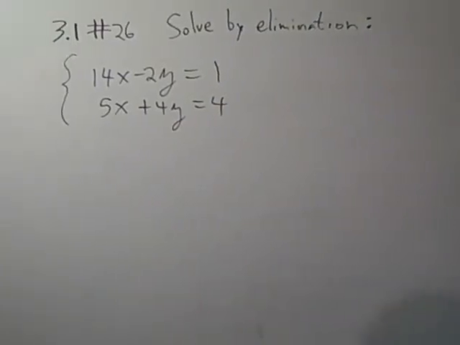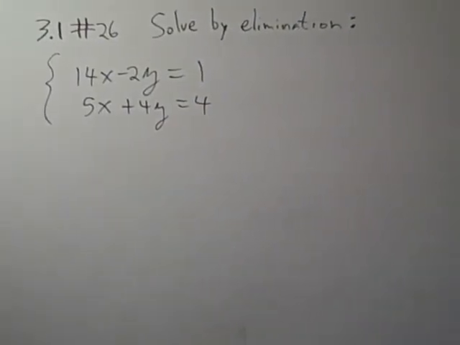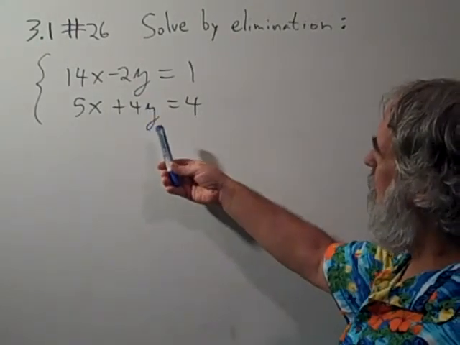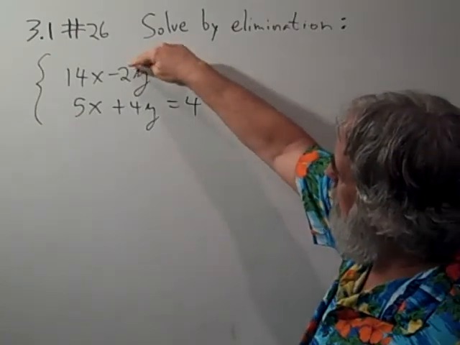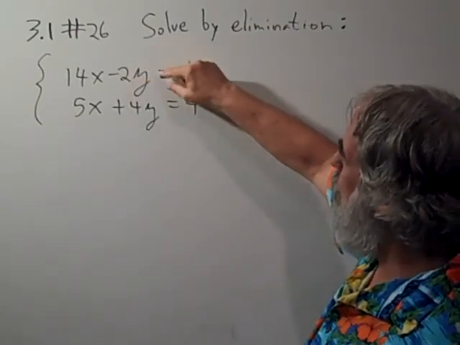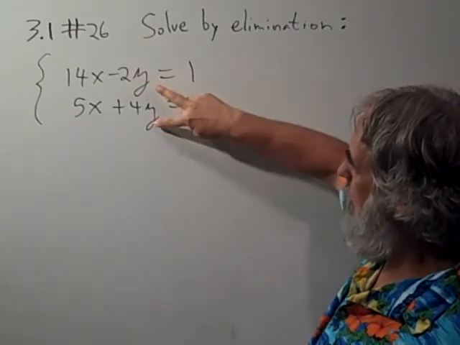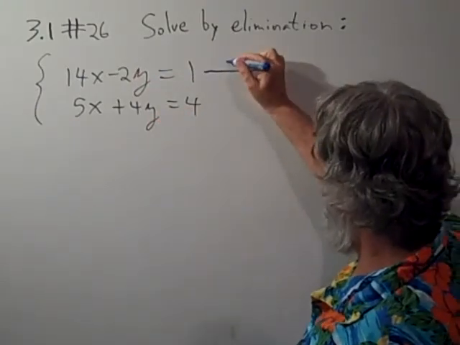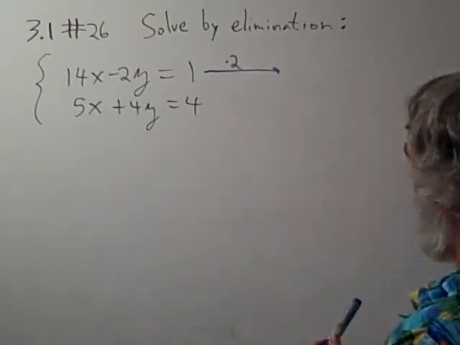Okay, we're going to solve this linear system by elimination, which means we want to cause one of the variables to cancel out. If instead of negative 2y, it was negative 4y, then the negative 4y would cancel with the 4y below it. We can make it that by multiplying the top equation simply times 2.